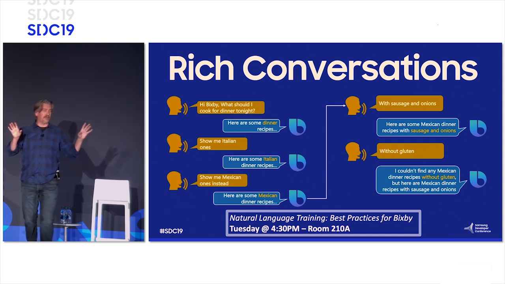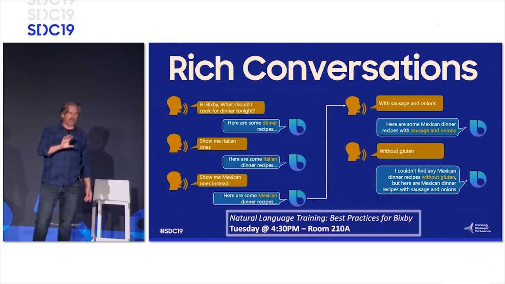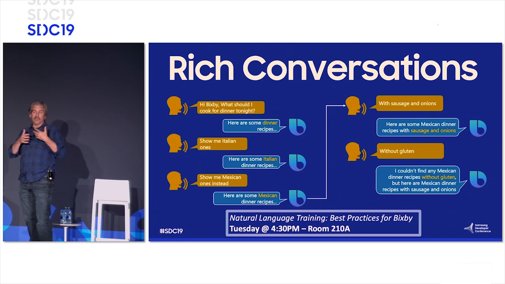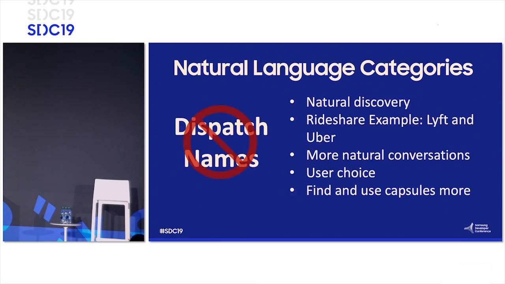Here's the super cool thing about this. This is all model-driven. You don't need to write any code to make this work. You model it in your natural language, and then Bixby will just re-execute your search code automatically for you, adding the different parameters based upon that conversational interaction. I think I mentioned this before, but the natural language training best practices for Bixby session is today at 4:30. I'm going to be there because I want to learn. So great session.